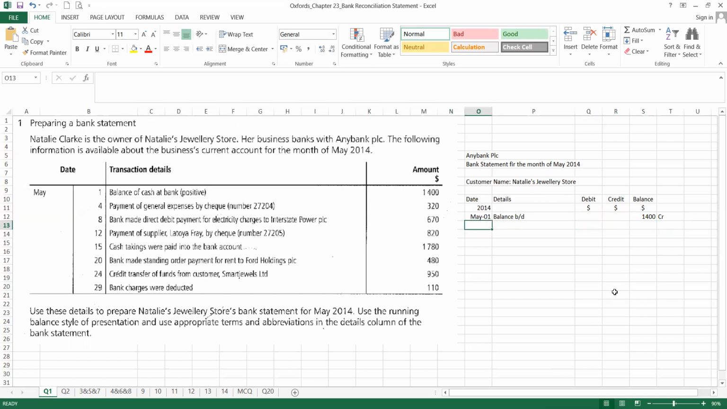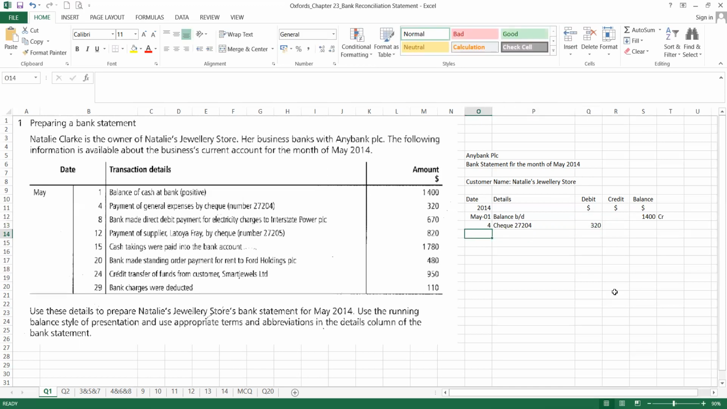And next is on the 4th, payment of general expenses by check. Normally, from the bank's point of view, they do not know what we pay for. They will only know that this is a check number. So they have their own reference, which we don't really understand. But the check number is an important detail that normally will appear. So you can put the check number 2727204. But what you pay for, they don't know. In your cash book, it will write general expenses. So when you pay, the bank statement will show it on the debit side.